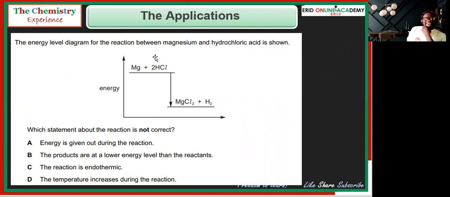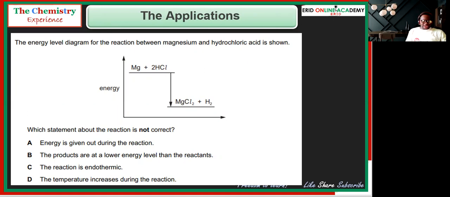Which statement about the reaction is not correct? The energy level diagram for the reaction between magnesium and hydrochloric acid is shown. Which statement about the reaction is not correct? So, who is giving us the answer? I think it's C. Oh, that's Shein, sorry. Okay, C. She said the reaction is an endothermic reaction.